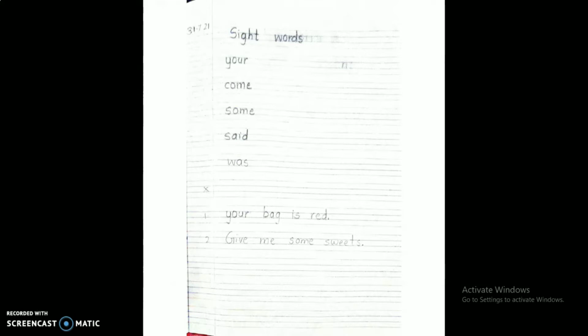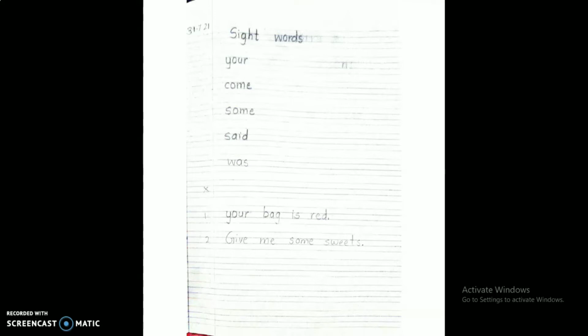Begin with sight words. As you all know, we decode sight words with the letter name and not the letter sound. So we'll start reading. Y-O-U-R, your. C-O-M-E, come. S-O-M-E, some. S-A-I-D, said. And W-A-S, was.